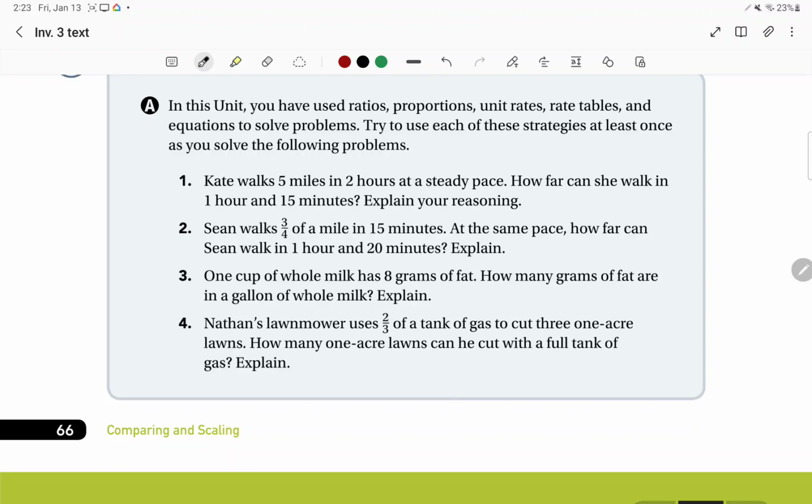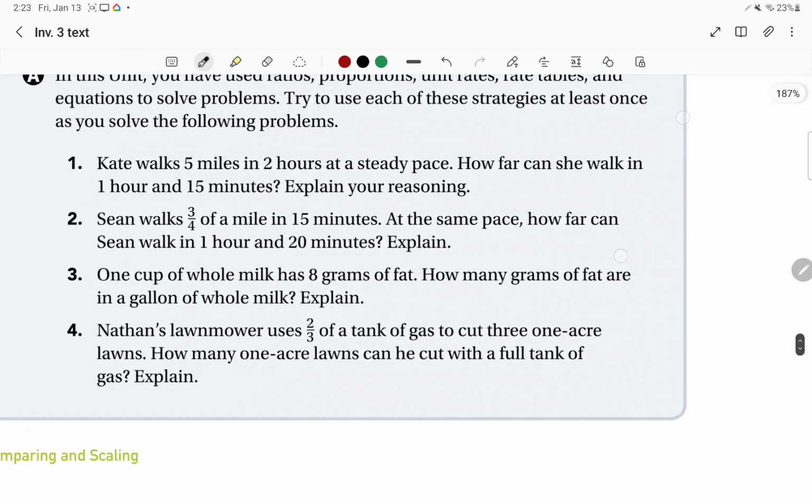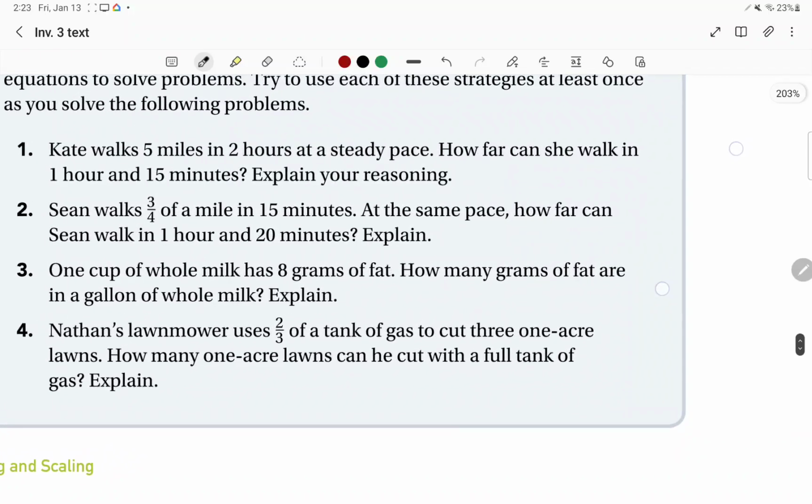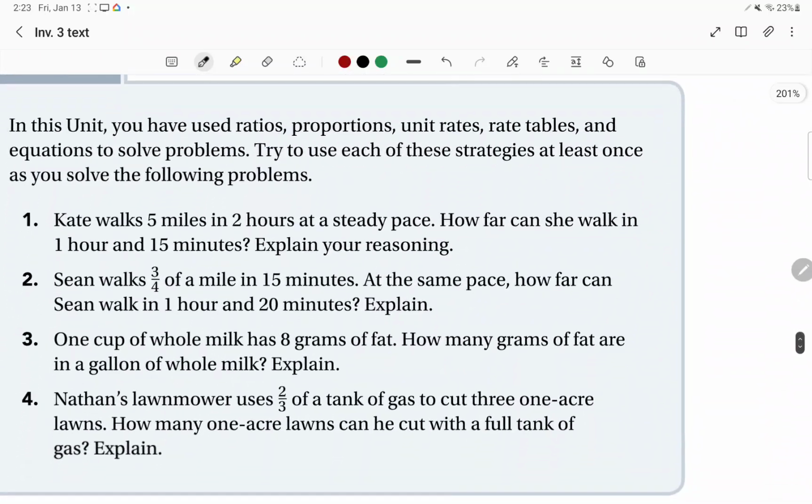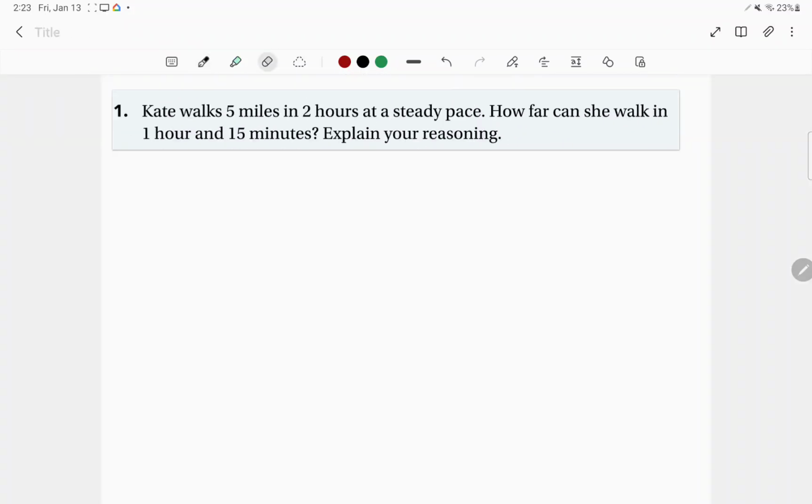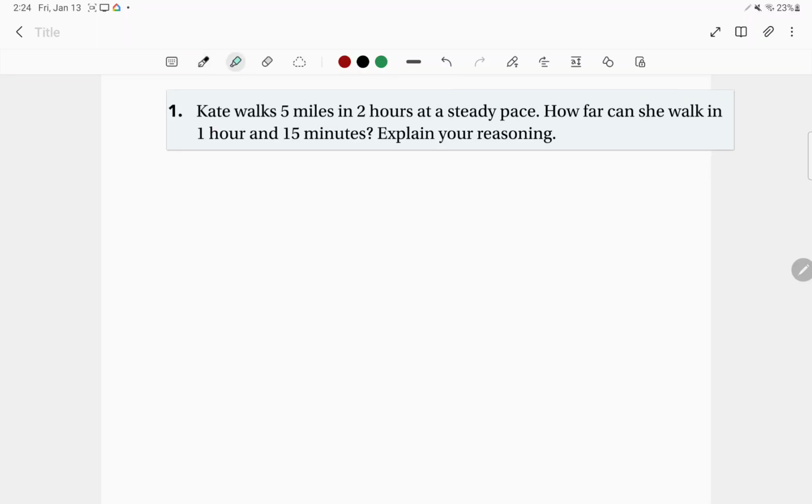Now let's go ahead and do the first one together. Again, the first thing you're going to do is you're going to set up that proportion. So here we have our problem. So let's set up our rates, right? Which is our ratios. So first of all, 5 miles.